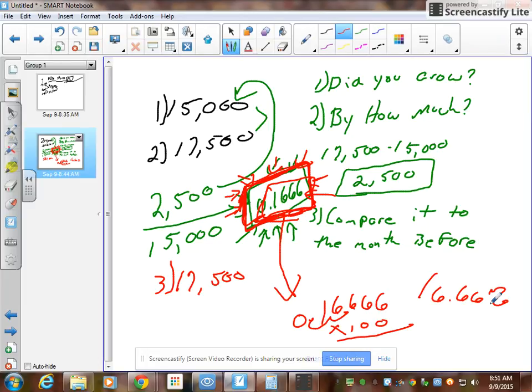Sound good? So that's just simple. How much you grew. That's all I want right now. Don't worry about averages yet. We'll get to that later. I want to see if we've got this down. So I'm going to go up there, and I'm going to throw up a couple of numbers for you, and I want you to calculate your growth rate from one month to another. Sound good?